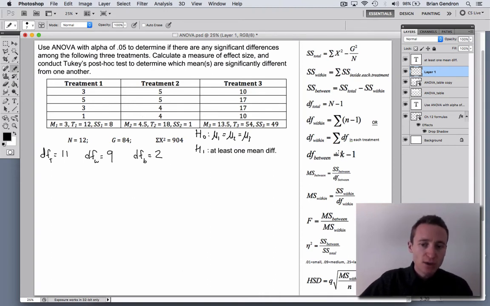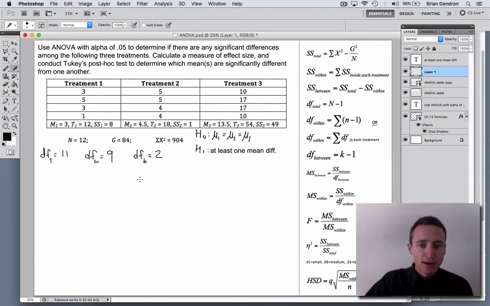Now, although we used this formula, we didn't actually have to, because we had total degrees of freedom, and total is always broken up into within and between. So note that 2 plus 9 is 11, and that's your total value. So once you have 2 out of the 3, you can always find the third.